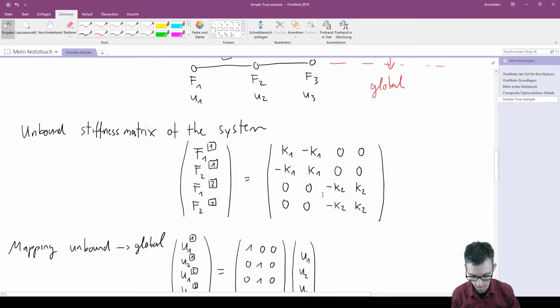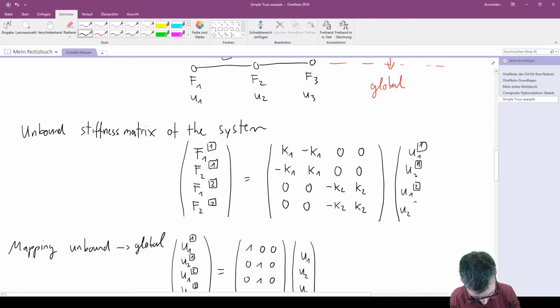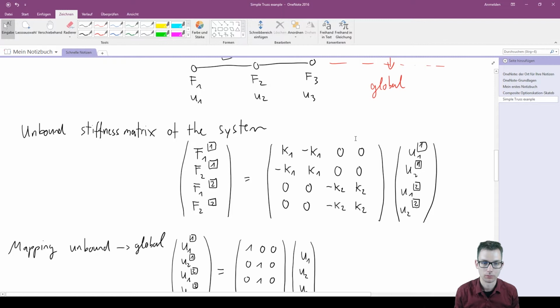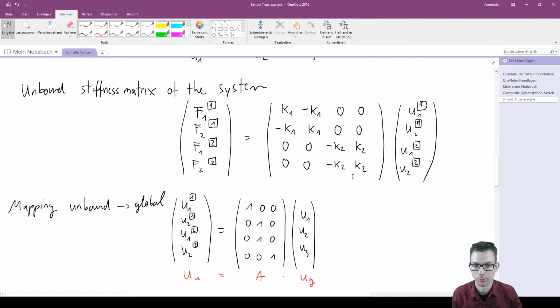And I see that something is missing here. You have the displacements right over here. So yeah, that's the unbound structure, but we have to map this into the global perspective, into the systems perspective.